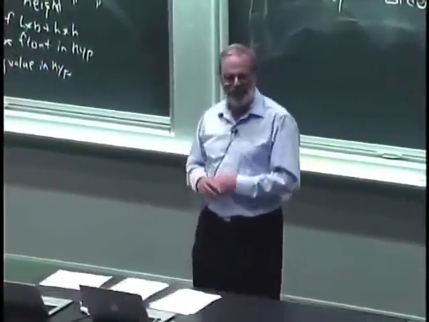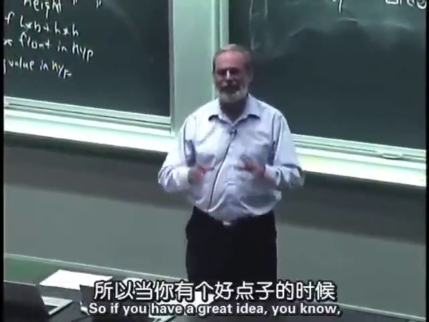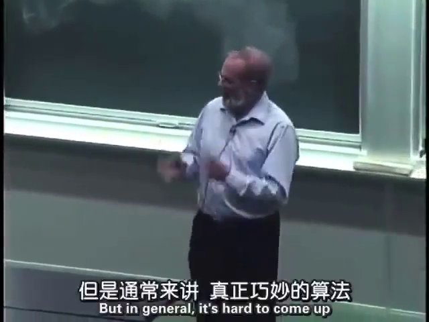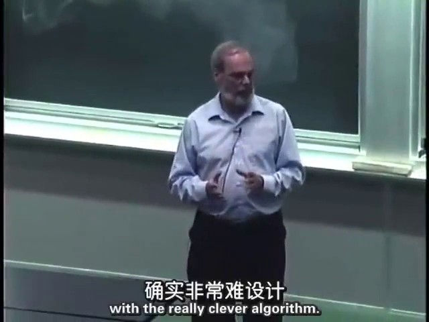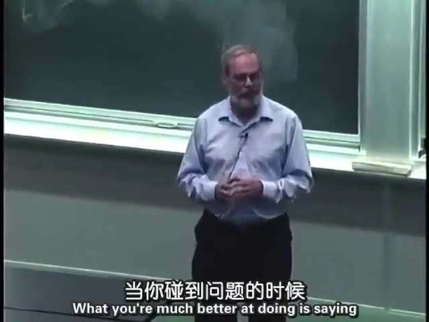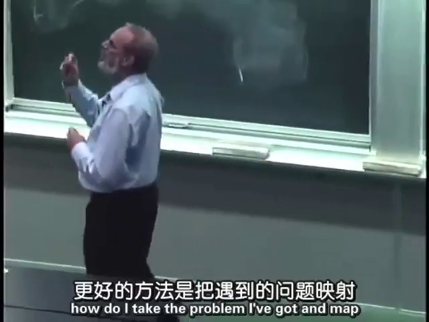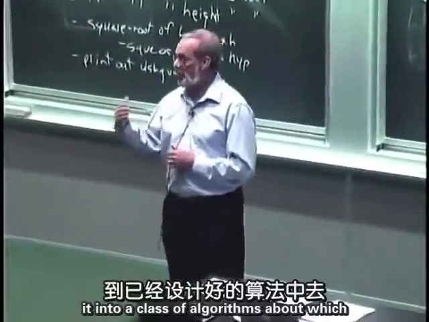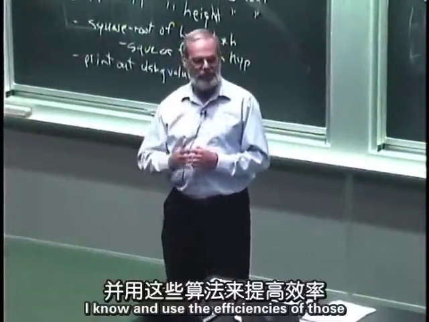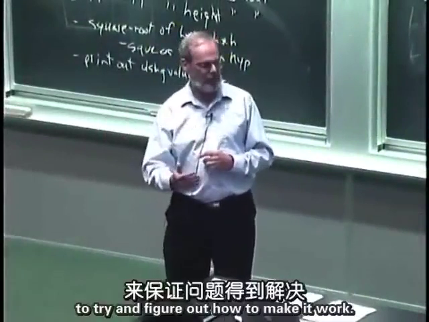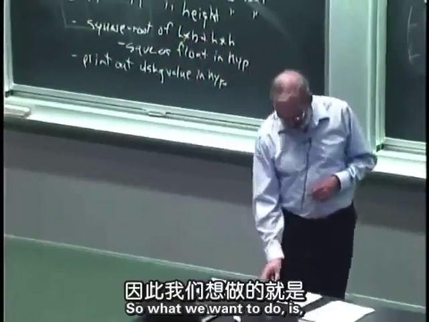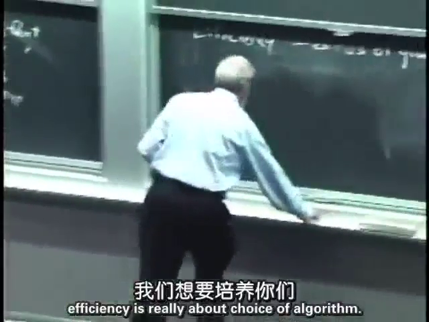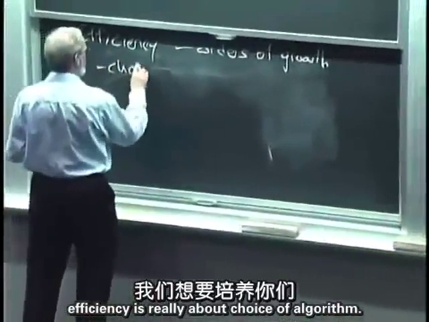And he probably made a lot of money along the way. So if you have a great idea, talk to a good patent attorney and get it locked away. But in general, it's hard to come up with the really clever algorithm. What you're much better at doing is saying, how do I take the problem I've got and map it into a class of algorithms about which I know, and use the efficiencies of those to try and figure out how to make it work. Another way of saying it is, efficiency is really about choice of algorithm.